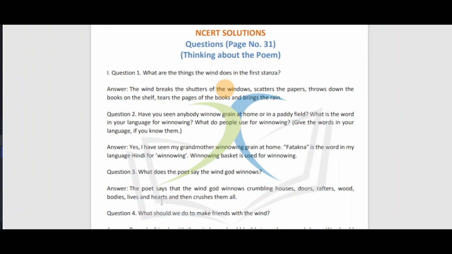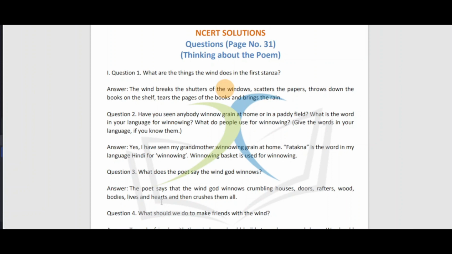And at last we do have symbolism, which means a thing that stands for something in a person's life. The wind as a symbol refers to the challenges in life. So we can say that here the wind is a symbol for the adversity in our life.